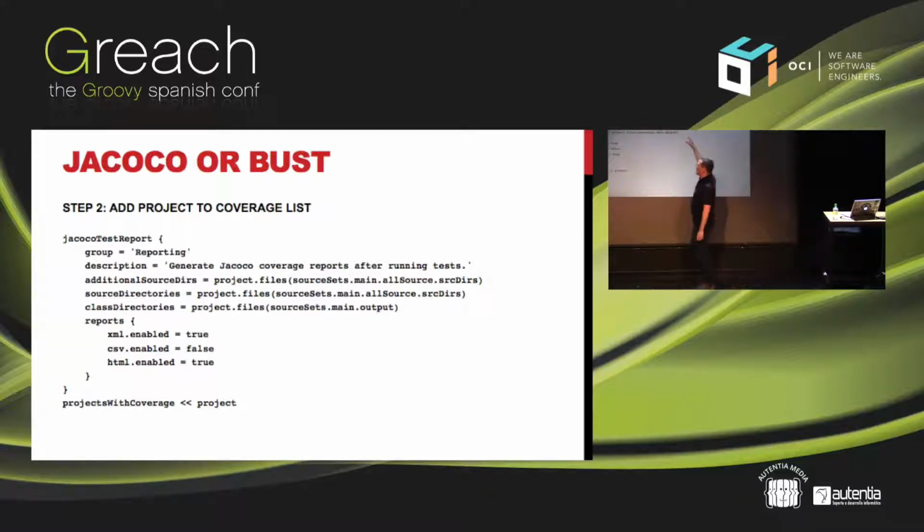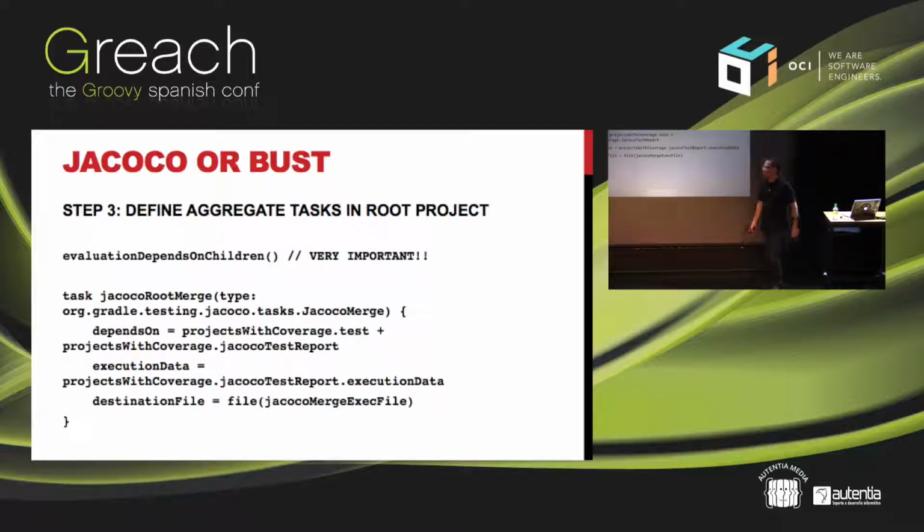So this is just regular code coverage configuration. That's okay. What's interesting is this. First, you enable the XML report. Second, you add the current project to the list of projects that have coverage. That's the second most important thing. Then finally, on your root project, you do the aggregation.